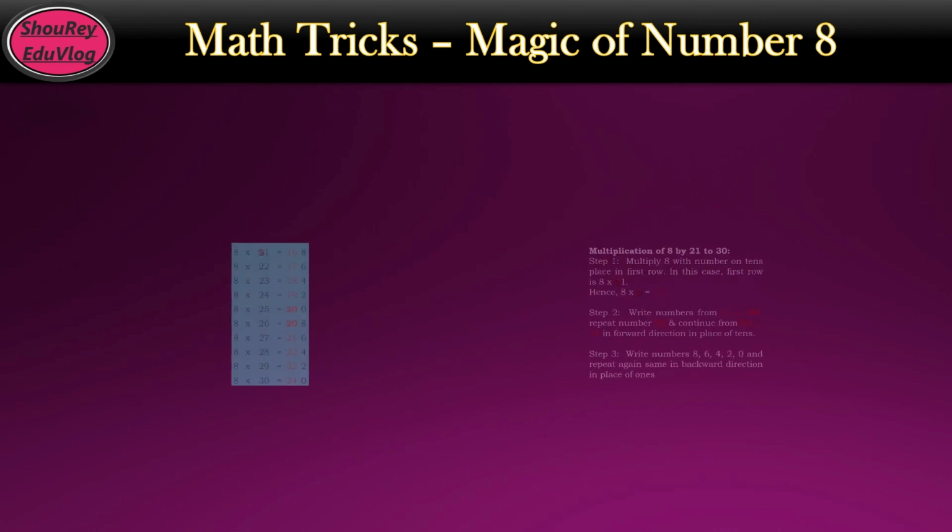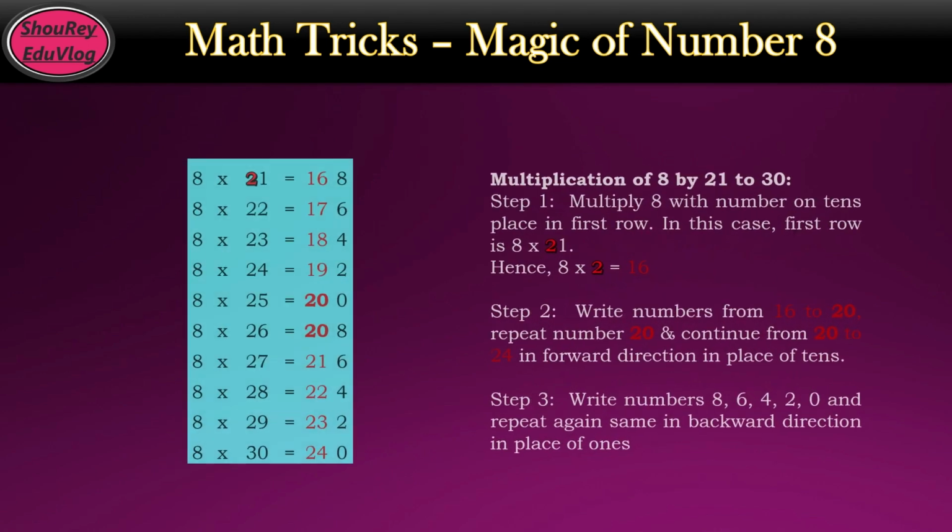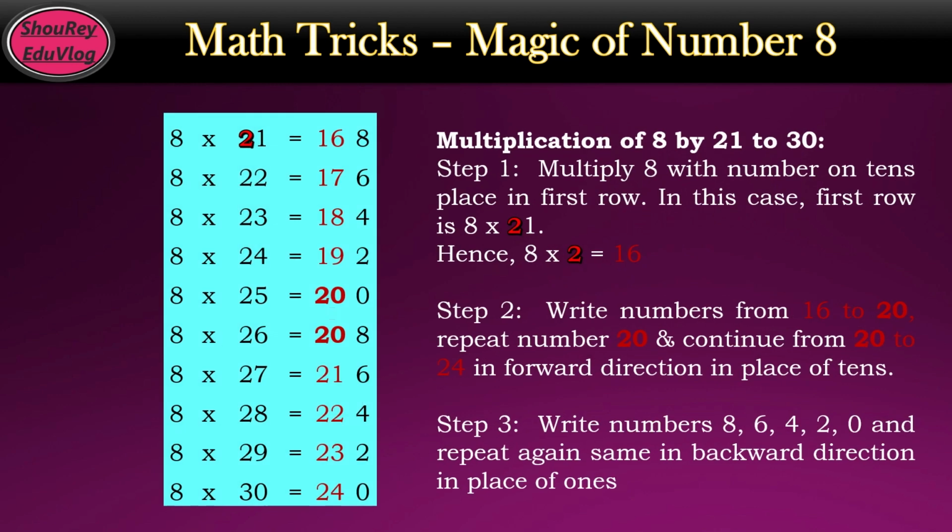Multiplication of 8 by 21 to 30. Step 1. Multiply 8 with the number on the tens place in the first row. The first row is 8 multiplied by 21. Hence, 8 multiplied by 2 equals 16. Step 2. Write numbers from 16 to 20, repeat number 20 and continue from 20 to 24 in forward direction in place of tens. Step 3. Write numbers 8, 6, 4, 2, 0 and repeat again the same in backward direction in place of ones.